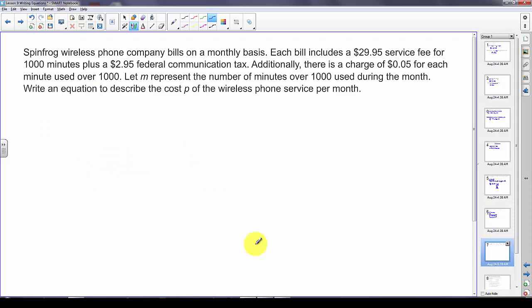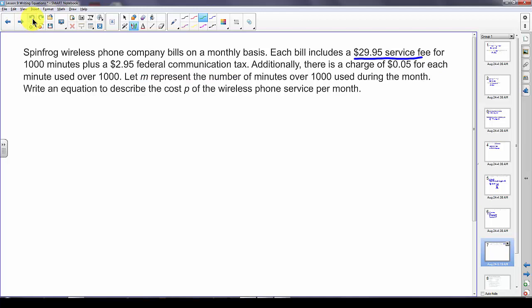Next, we've done a couple problems very similar to this, but let's just go through it again. It says you've got a wireless phone company, bills on a monthly basis. Each bill includes this service fee, and that service fee gets you 1,000 minutes plus you also owe $2.95. Then they're going to up the charge if you go over 1,000 minutes. And that charge is going to be 5 cents for each minute over. And we're going to let M represent the number of minutes over 1,000 used during that monthly period.